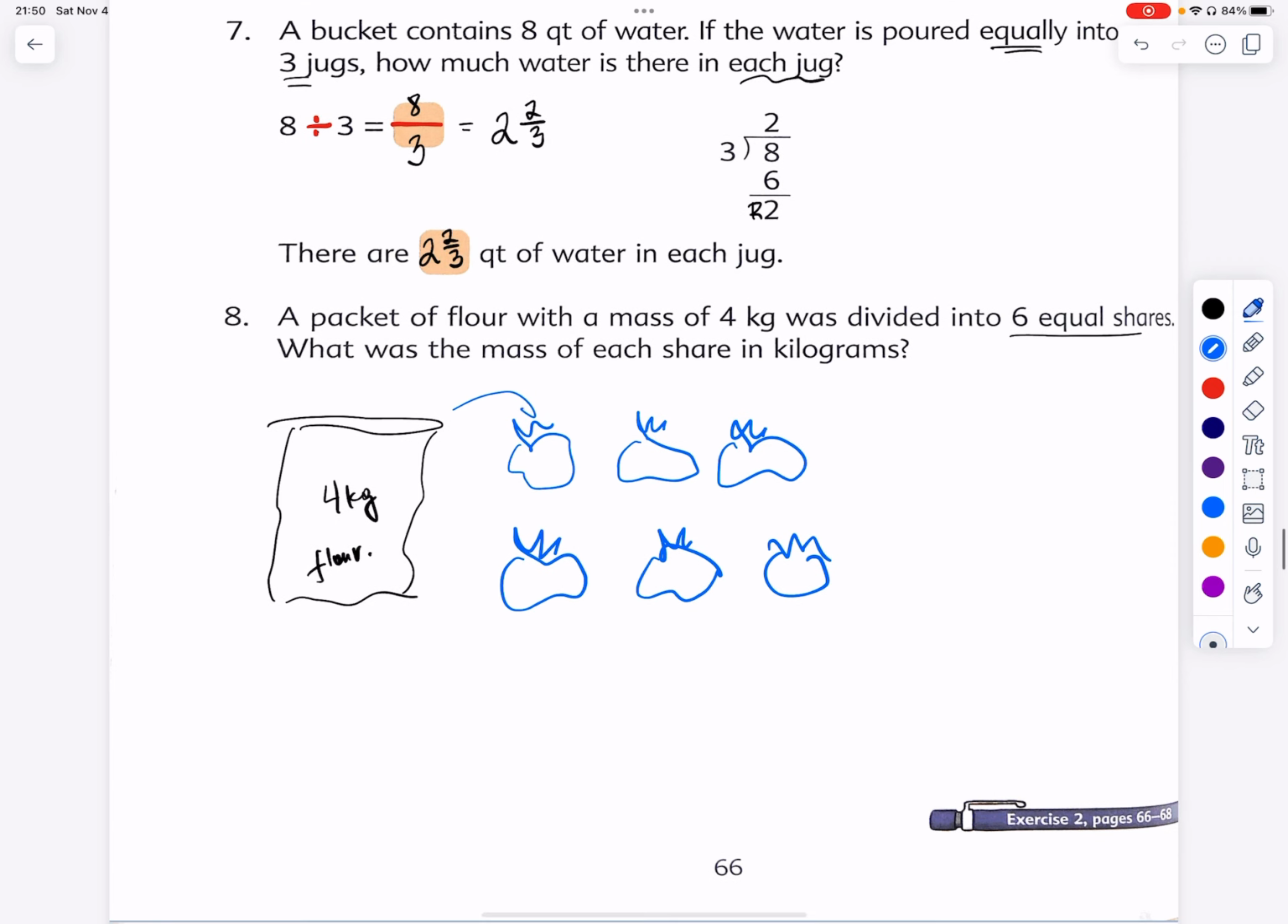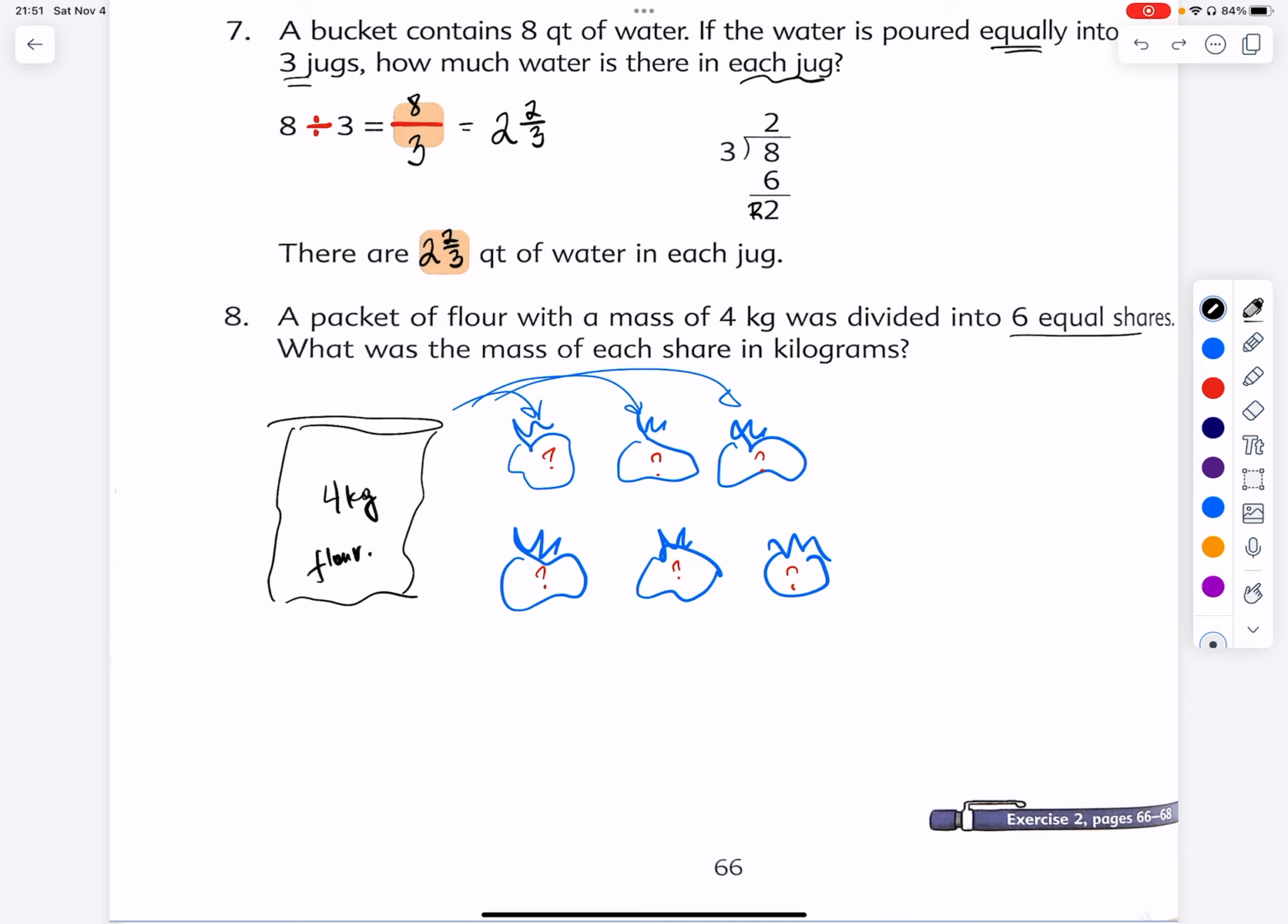So we kind of pour the flour equally. Well, what was the mass of each pail in kilograms? My friends, it's a division problem. If I would tell you that this was not 4 kilograms, let's say 24 kilograms, you would probably not get so confused. If it's 24, then it's super easy. 24 is split into 6 equal parts. We don't have 24 anymore.